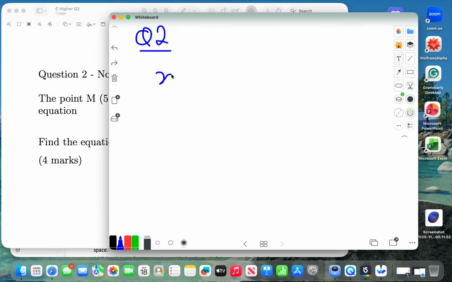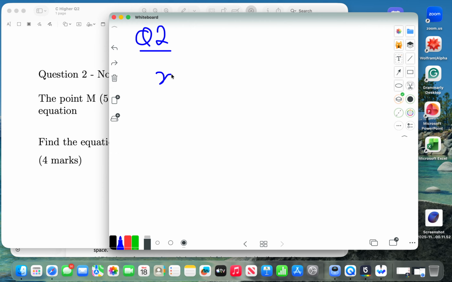We want to look at question 2 of the higher questions at level C. The point M (5, 6) lies on the circumference of a circle with the equation given, and we have to find the equation of the tangent at the point M. So we're told that M, the point (5, 6), lies on the circle. Now pause the video if you want to have a go.